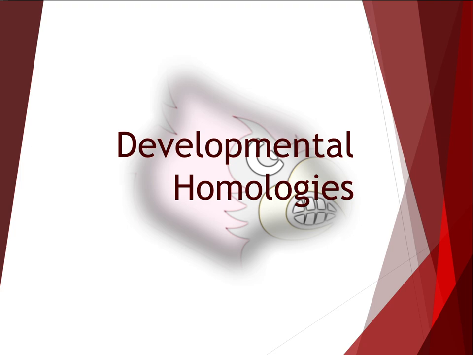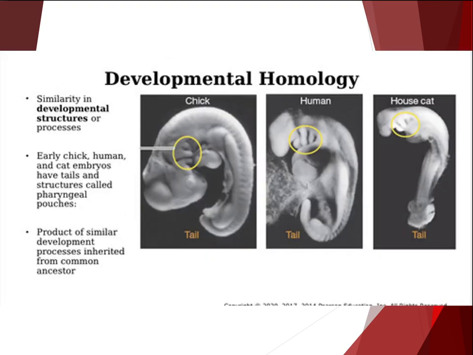Developmental homologies. Developmental homology is recognized as a common embryonic trait in different organisms. For example, as vertebrates undergo embryonic development, they share certain common traits that can be analyzed and evaluated. These shared traits are referred to as developmental homologies.